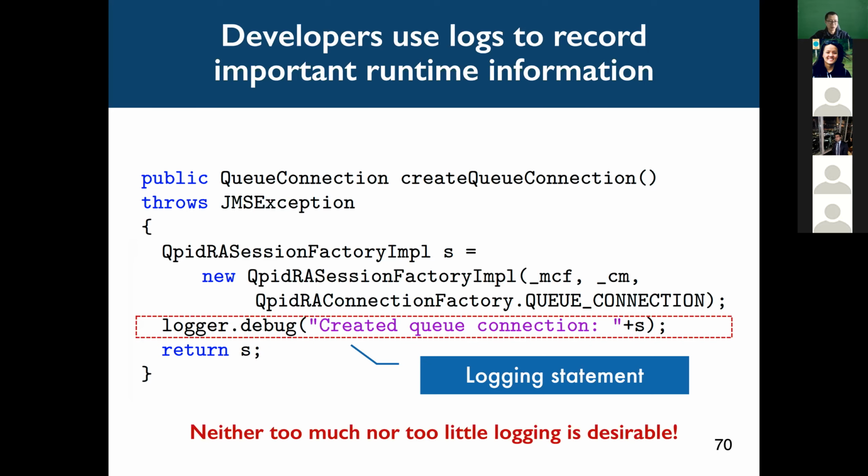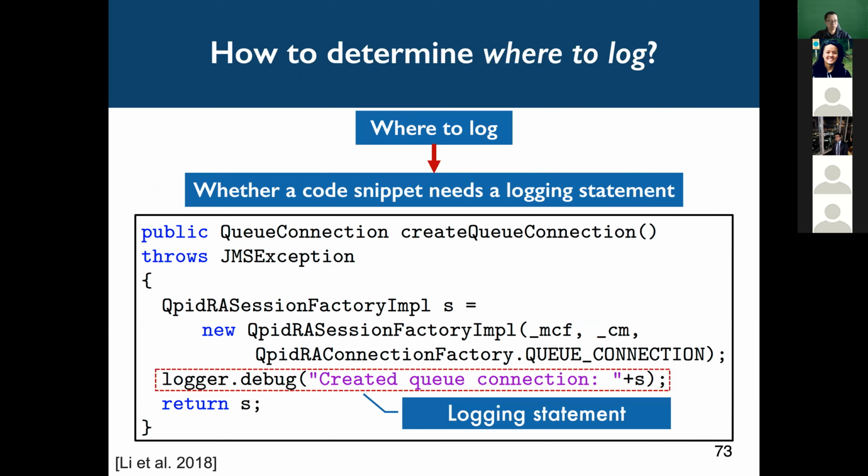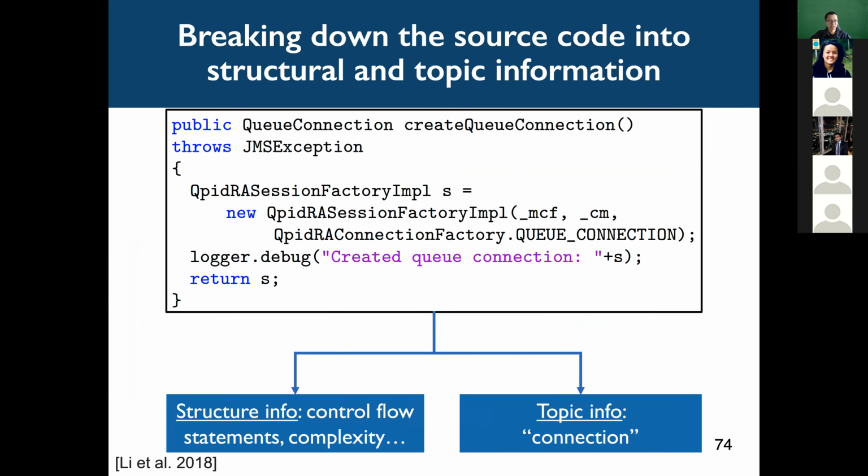How can we do it? Can we do it automatically? How to determine where to log? How to determine which code snippet needs a logging statement? So this is a problem. We transfer this into a classification problem. We want to determine whether a code snippet needs a logging statement. How to do it? We need to get features from the code snippet.